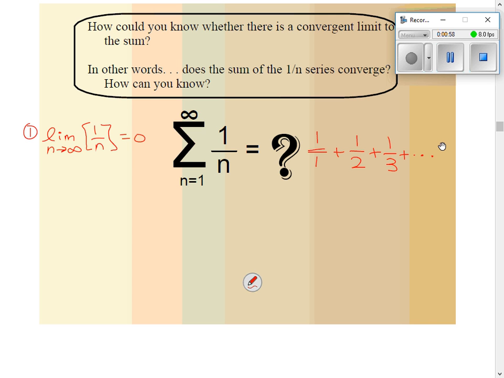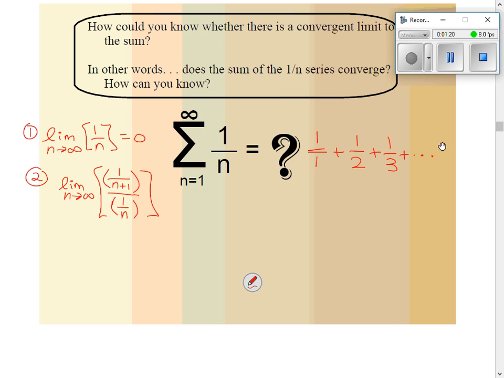Right? So now I go to the ratio test. Okay, so ratio test. So I'm going to take the limit as n goes to infinity of a sub n plus 1 over a sub n. Okay, I'm going to take the limit of that.